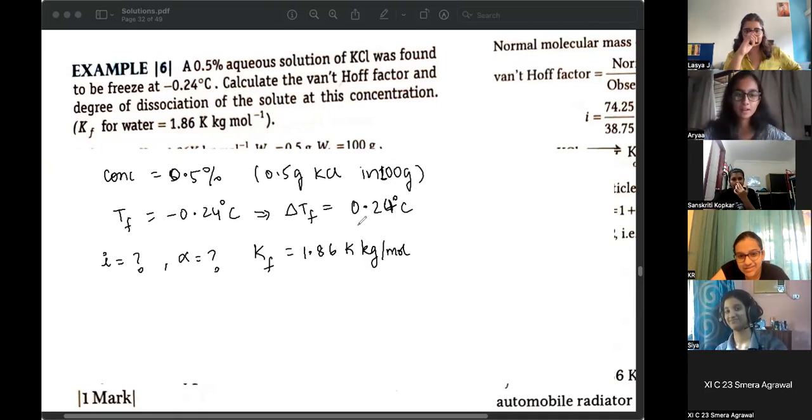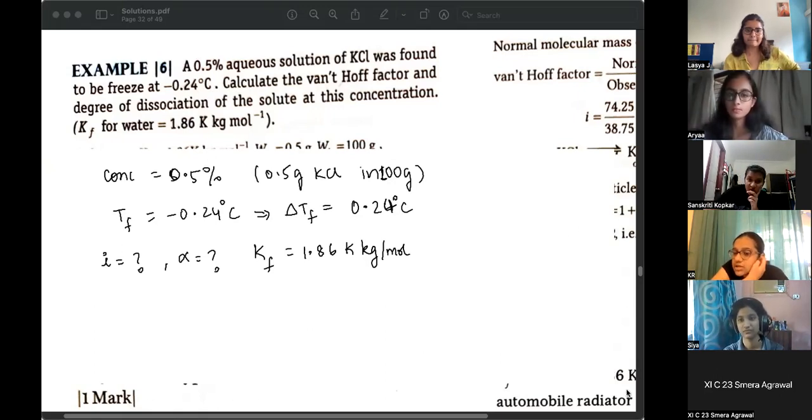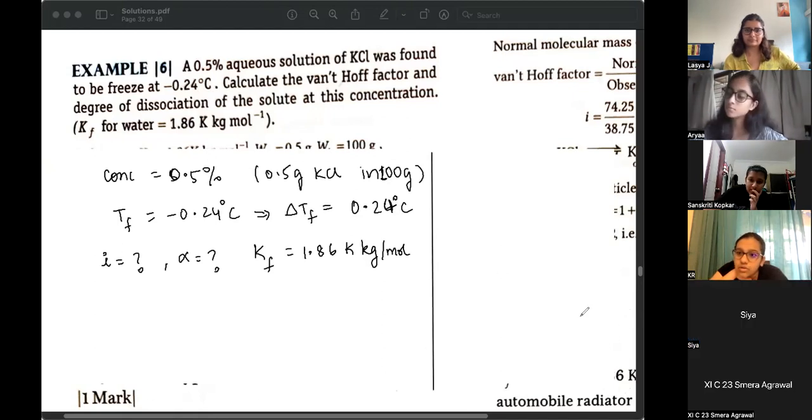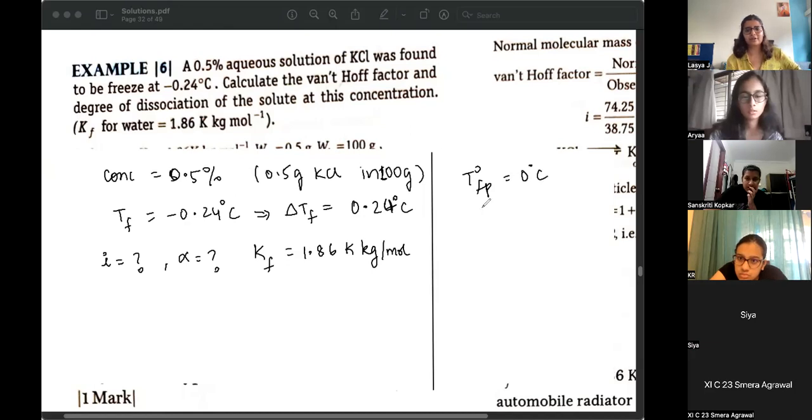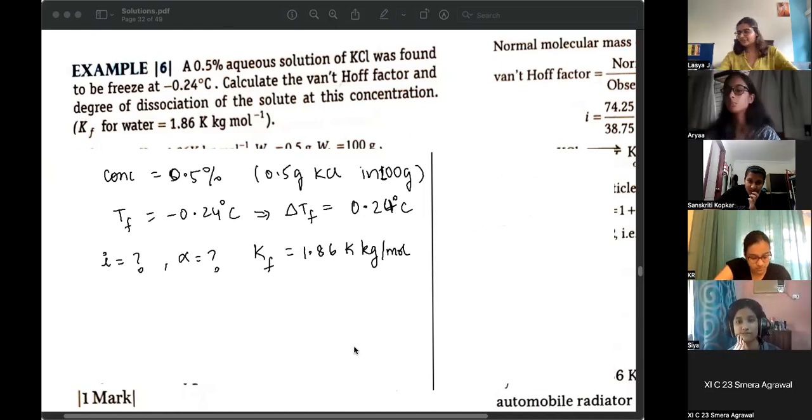Read what is there on the screen. No, I'm writing everything that we're discussing. Delta TF is the change in freezing point, and so minus 0.24. What is the freezing point of water? Zero. 0 degrees Celsius. What is the revised freezing point? -0. Oh, sorry. I'm so sorry. I saw the delta TF as the freezing point. Sorry. This is all simple stuff. You just have to pay a little attention.